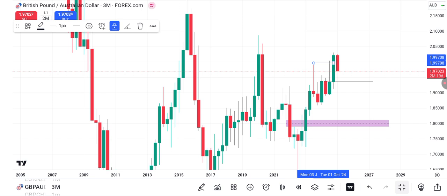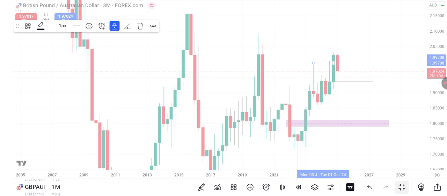So let's go down to lower time frame. This is a 3-month time frame. That's where I start my analysis from. That's very important for you to be able to start your analysis from there too. Very, very important. So going down to the lower time frame, let's go to a monthly time frame to check something specific also.